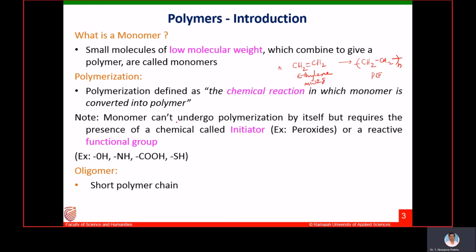We should remember that a monomer itself can't undergo polymerization, but it will undergo polymerization in the presence of a chemical compound called an initiator, or the monomer itself should possess a reactive functional group like OH, NaOH, COOH, or even SH. These kinds of functional groups will lead to the reaction between monomers. Short chain polymers are called oligomers, but this is not often used in practice. Usually we use the word polymer, where the molecular weight is obviously very high.